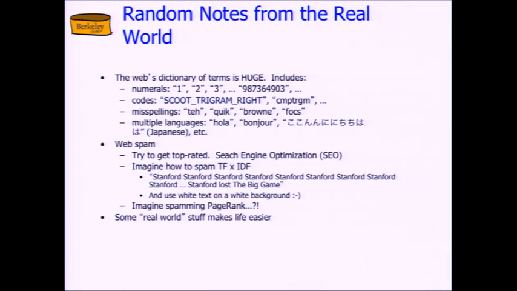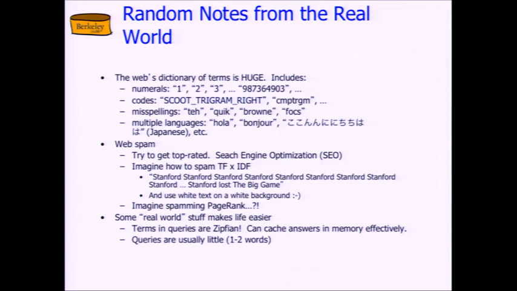All right, so you can web spam. There's many different ways to do it. You can do it with the topology, you can do it with the content, et cetera. On the flip side, some real-world stuff makes life easier. Terms and queries are Zipfian, we know, but that means caching works great. Everybody asks the Justin Bieber question, it's already been answered a bazillion times, so we can just cache the answer. We don't actually run that query that often, right? So that makes life very good. If queries were truly uniform random, there'd be a lot more work to do.